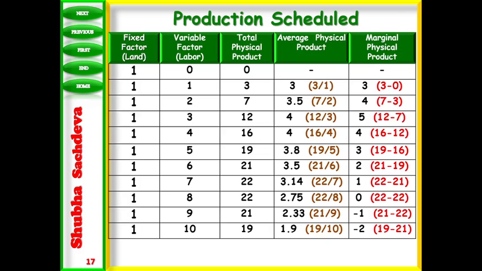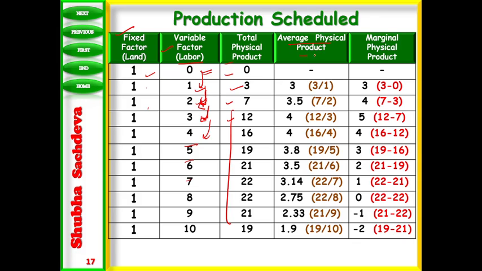Now you can see the production schedule. Here the fixed factor land is not changing. The variable factor labor we have taken, it is changing by 1 unit. TPP: when we had not employed anything, only empty land was lying there, no production was coming. As soon as one labor was employed, he started producing 3 units. By increasing one more labor, that means 2 people are working and they are producing 7. 3 people are working, they are producing 12 units. So these are the total output produced by the combination of these variable factors.